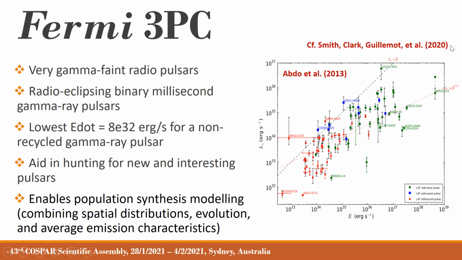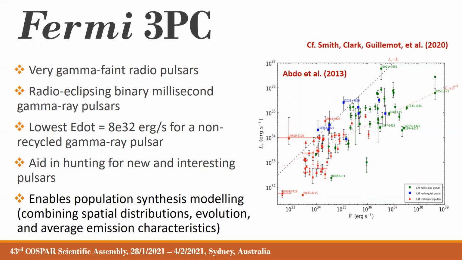Now, this catalog will also contain very gamma ray faint radio pulsars, as well as radio eclipsing binary millisecond gamma ray pulsars, or the spiders. And the lowest non-recycled pulsar has an E dot of 8e32 erg per second, which is very, very low in pulsar terms. Now, this catalog will aid in hunting for new and interesting pulsars.